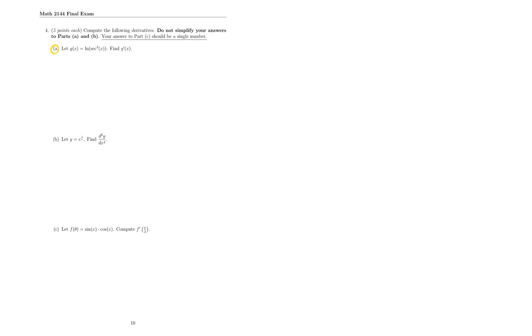So first thing that I need to do is say that g prime of x, my derivative, is going to be, so if I take the derivative of natural log, I have 1 over my inside, which in this case is secant squared of x, and then I multiply that by the derivative of that inside portion. It's the derivative of secant squared of x. So we need to figure out what the derivative of secant squared of x is now.